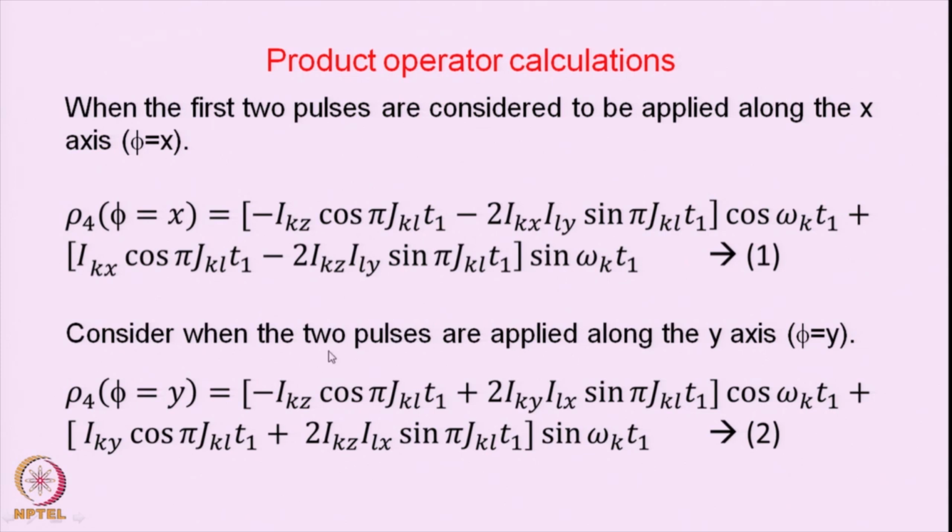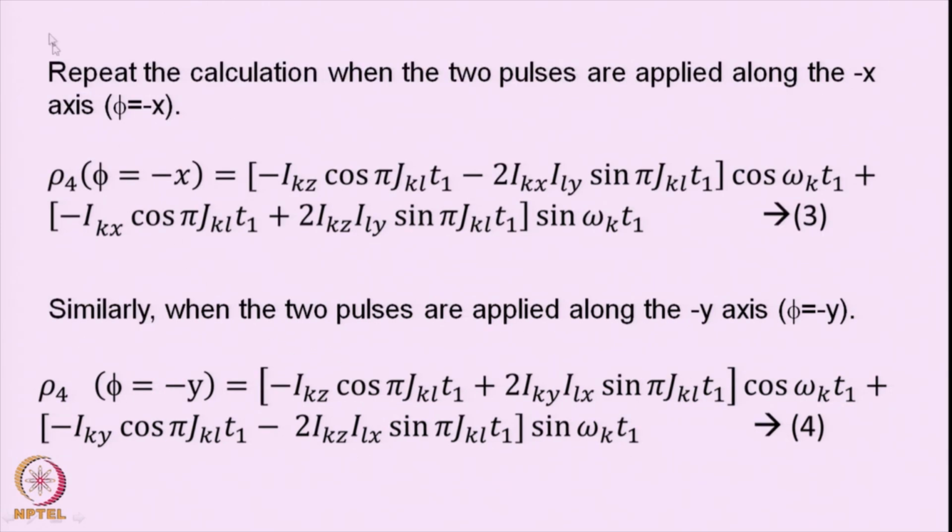Now, let us look at the third experiment. The third experiment is phi equal to minus x. Okay. So, phi equal to minus x gives me minus ikz cosine pi j k L T1 minus 2 ikx Ily sin pi j k L T1, the whole multiplied by cosine omega k T1, plus, and here I get minus ikx cosine pi j k L T1 plus 2 ikz Ily sin pi j k L T1 times sin omega k T1. Okay. I numbered these equations as 1, 2, 3, 4.